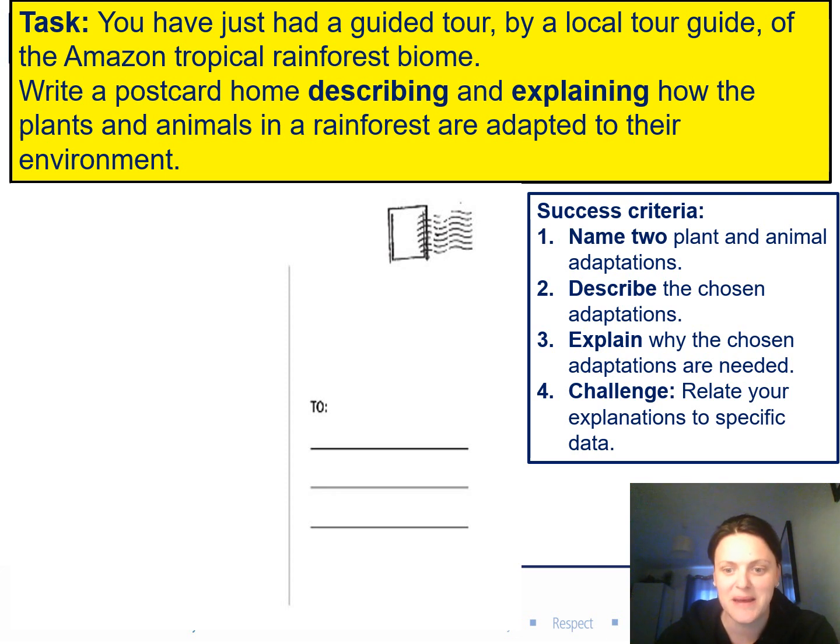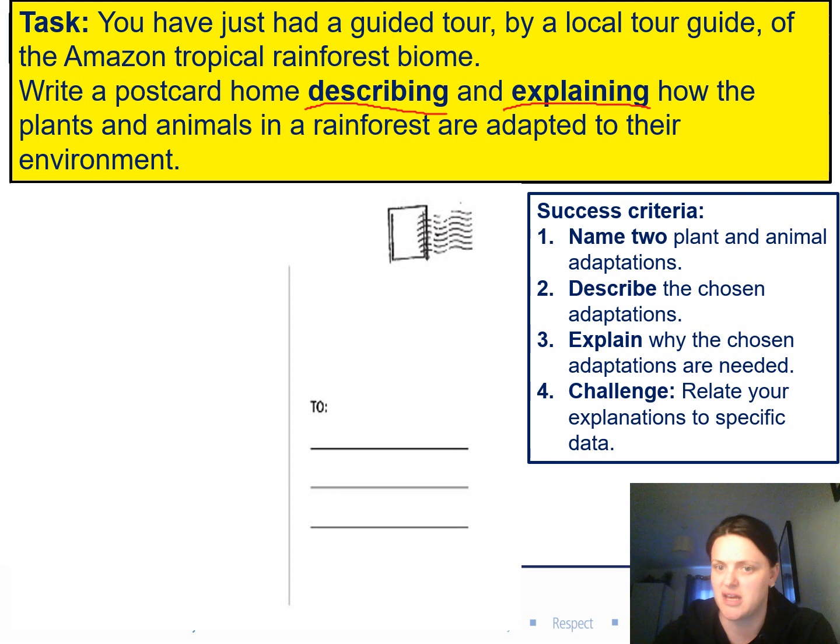All right, guys, here's the most important part of your lesson. This is where you need to spend the most time. So it is your extended writing. You have just had a guided tour by a local tour guide of the Amazon tropical rainforest biome. You need to write a postcard home describing and explaining how the plants and animals in a rainforest are adapted to their environment. So you're just writing everything that you've learned in today's lesson.